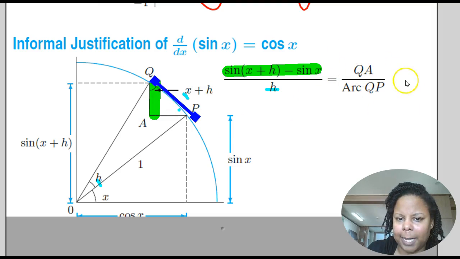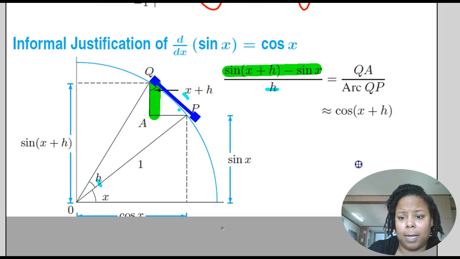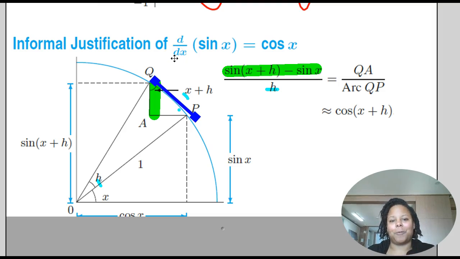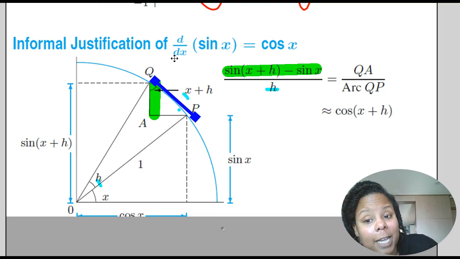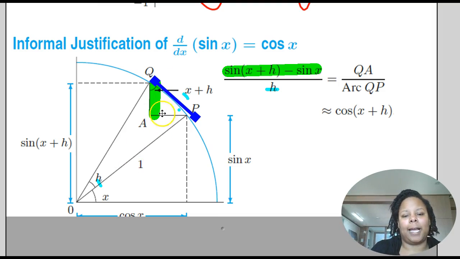So in other words, this ratio of the green over this line is actually the same thing as cosine of the angle x plus h. So this is an informal way of explaining why the derivative of the sine function is the cosine function, because for really small h, we have a right triangle here, and the cosine of that right triangle is the cosine of x plus h. All right, so I took a lot of time on that because I just wanted another way to show you.